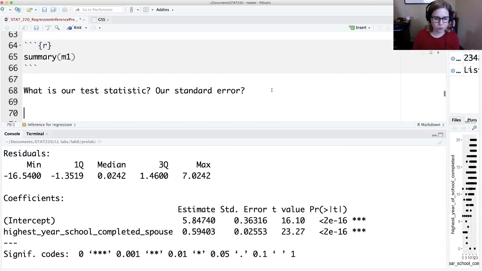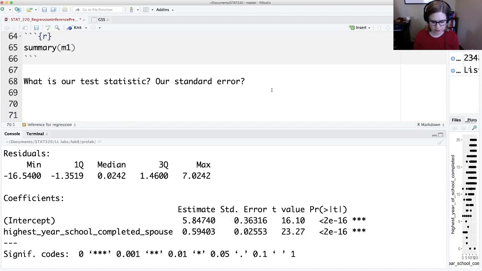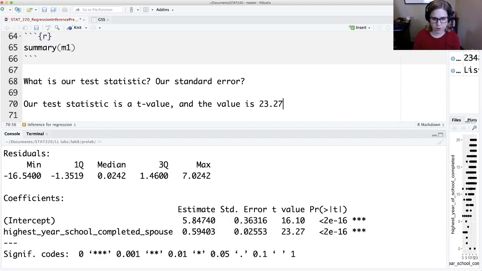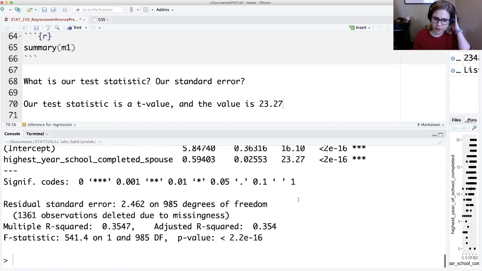So we might want to think what our test statistic is. And in this case, our test statistic is a t-value because we use the t-distribution as our distributional approximation when we're doing inference for regression. And the value is, and then we can just read it right off of the output. So it's here in this column that says t-value, 23.27.